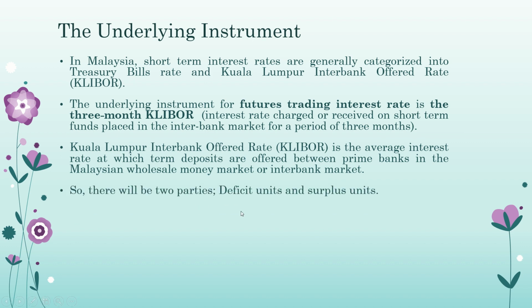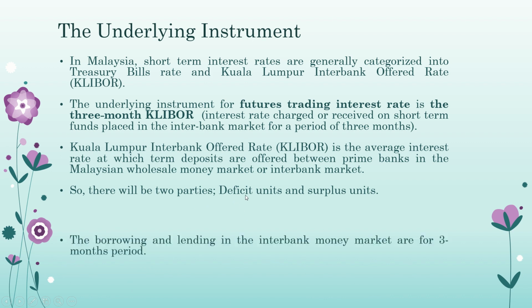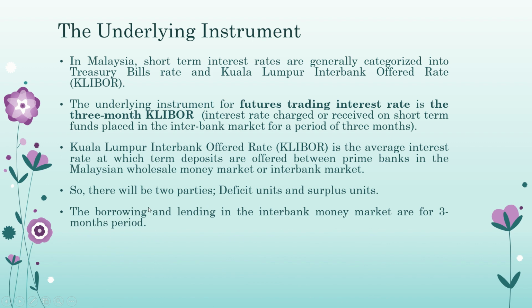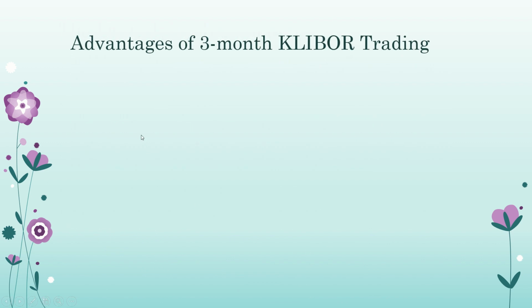So there will be two parties. Again, saya ulang untuk kali yang berikutnya. There will be two units, alright, in the interbank money market: deficit units and surplus units. So the borrowing and lending in the interbank money market pula are normally for a 3 months period. Advantages of 3 months CLIBOR trading.